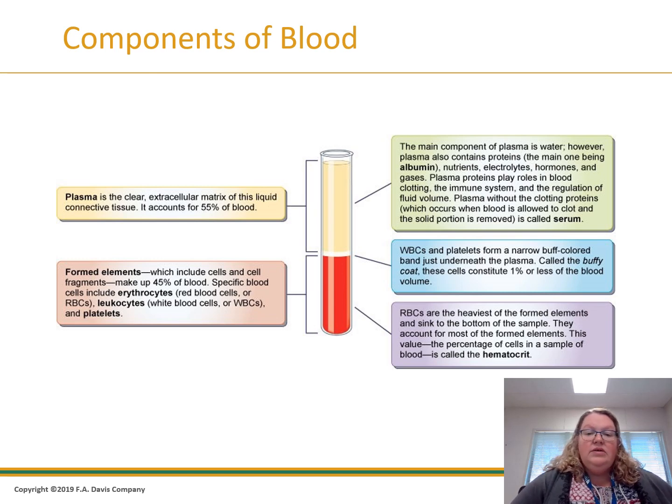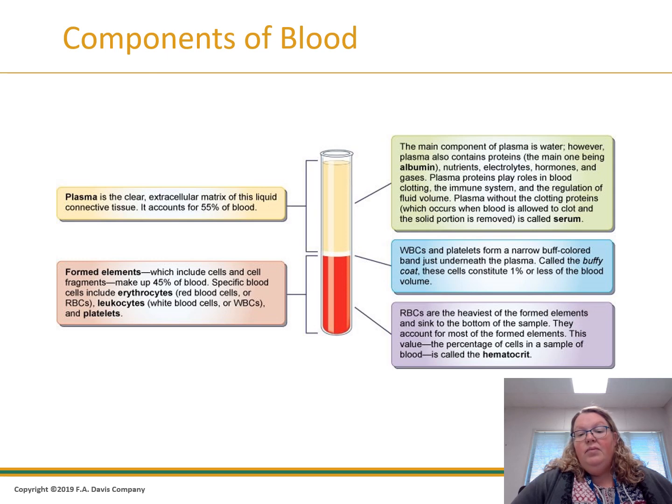However, plasma also contains proteins, the main one being albumin, as well as nutrients, electrolytes, hormones, and gases. Plasma proteins play roles in blood clotting, the immune system, and the regulation of fluid volume. Plasma without clotting proteins, which occurs when the blood is allowed to clot and the solid portion is removed, is called the serum. So WBCs, look at how small the amount of WBCs is in the rest of our blood.